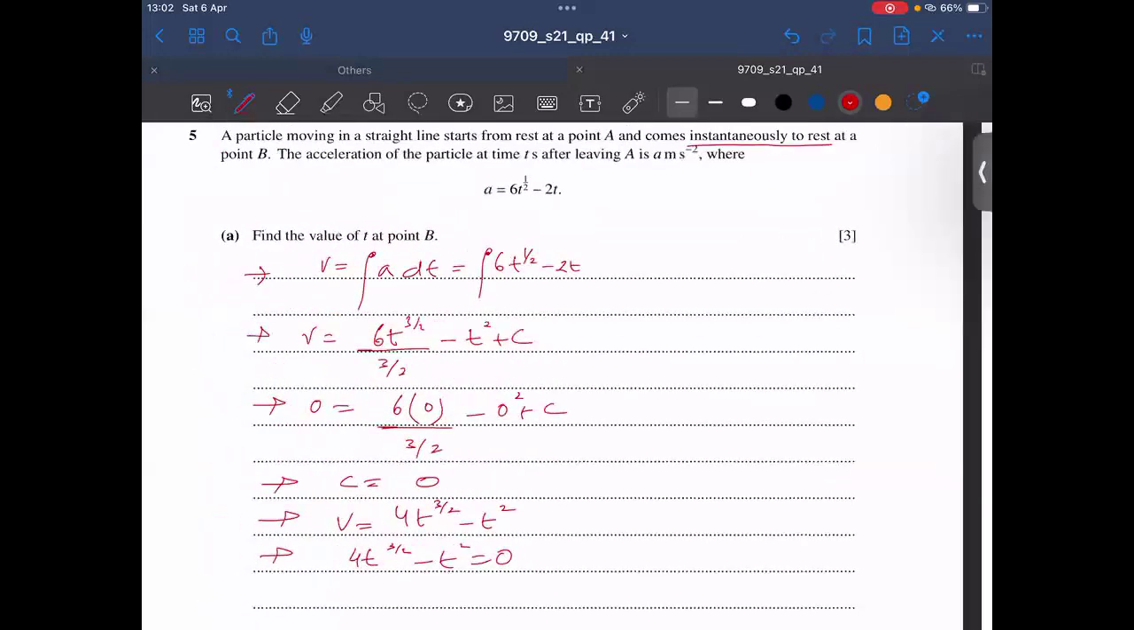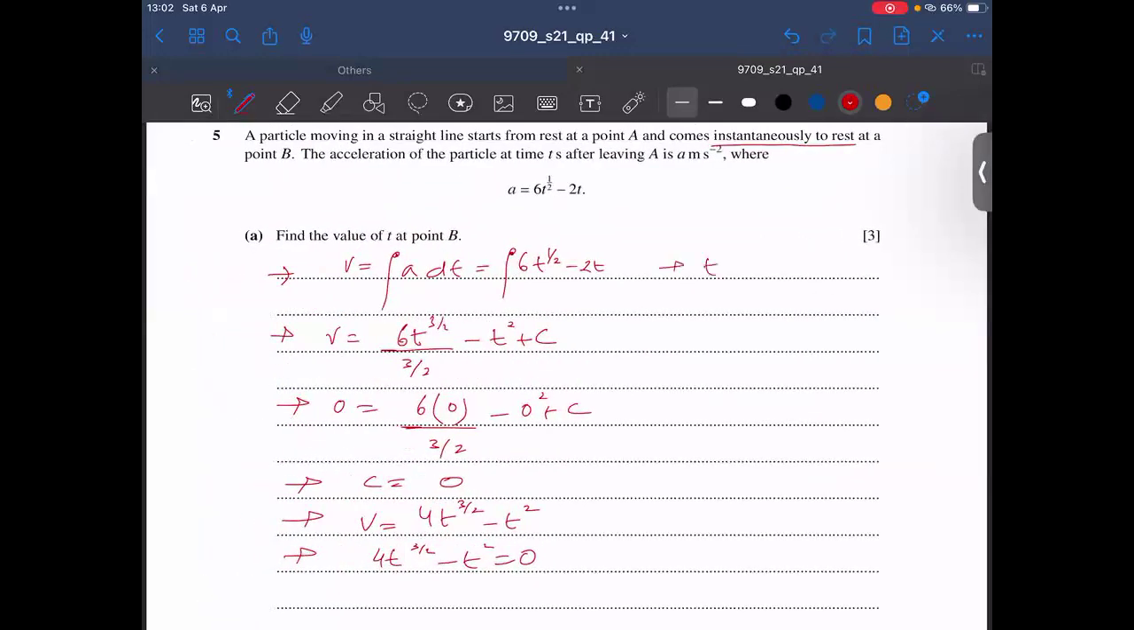I'm going to get what? Let me factor out t to the power of 3 over 2. 4 minus t to the power of half equals 0. t to the power of 3 over 2 equals 0, or t to the power of half equals 4. Am I doing it correct? Yes.